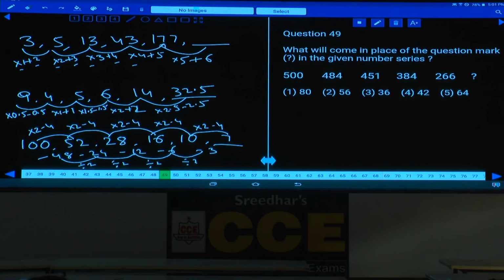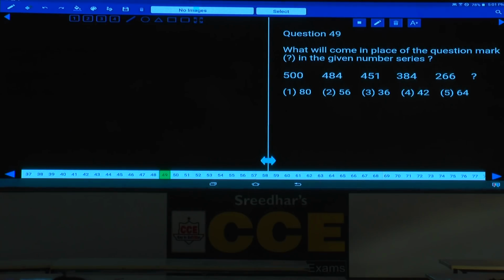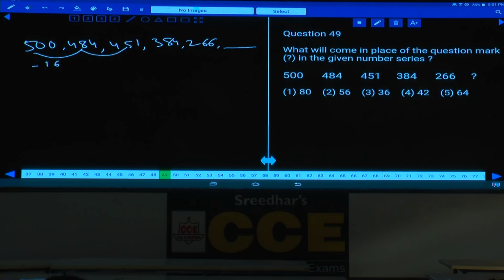Then coming to question number 49: 500, 484, 451, 384 and 266. Tell me what is the difference. 500 and 484, 16, and 484 and 451, 33. Isn't it? Now the difference between these two is 23.